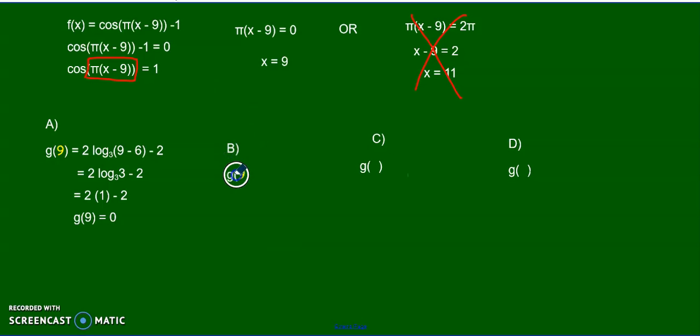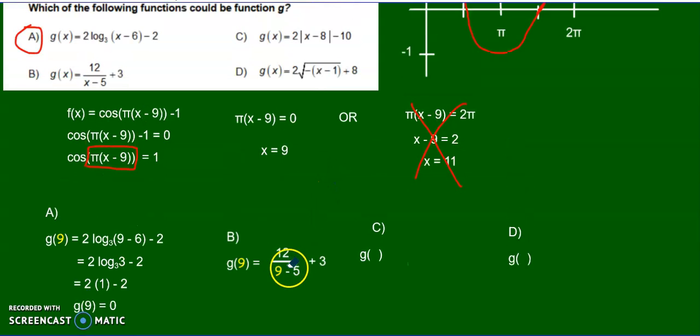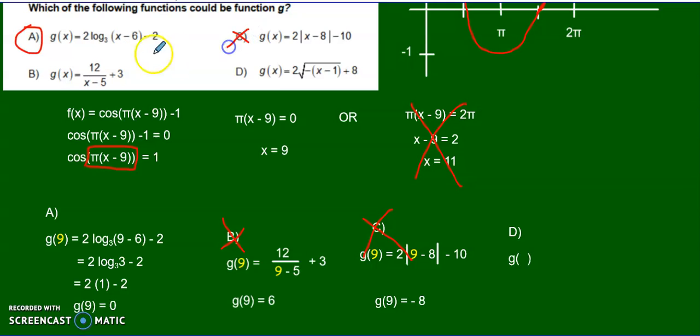Let's see if they don't equal 0. So function B looks like this, plus 3, and 12 divided by 4 is 3. 3 plus 3 is 6. Okay, that's not a 0, so it cannot be B. Let's try C. Put a 9 in function C. So 9 minus 8 is 1. The absolute value of 1 is 1. 2 times 1 is 2. Minus 10 is negative 8. And that's not a 0 either. So it cannot be C. Cannot be B.